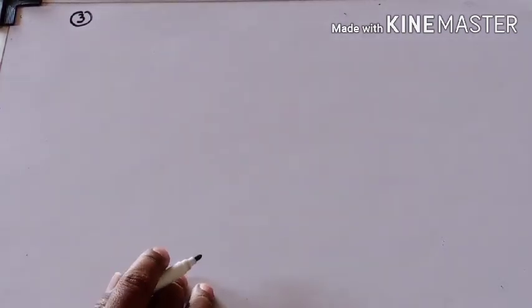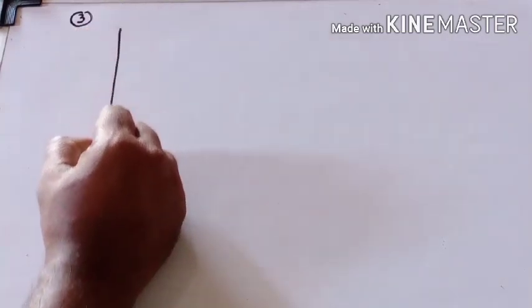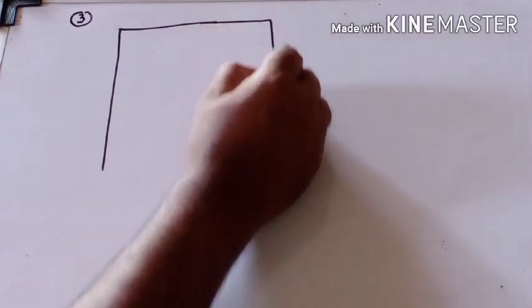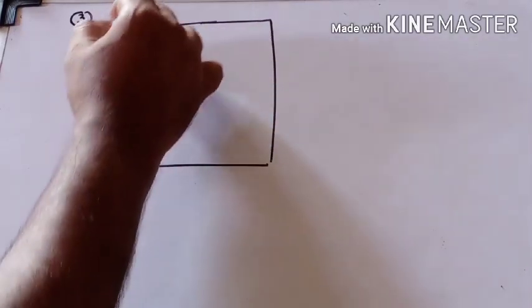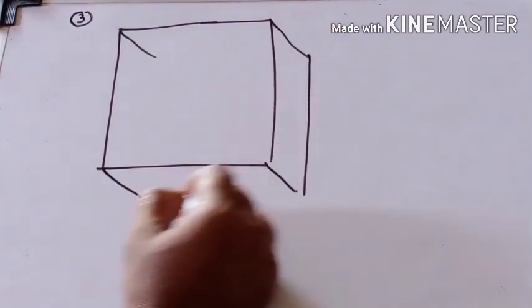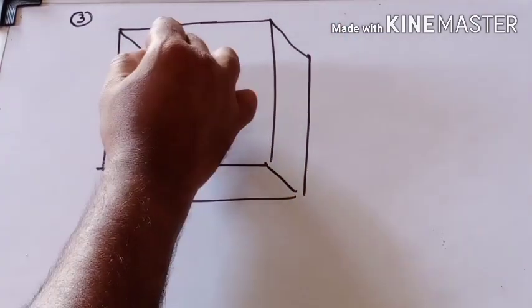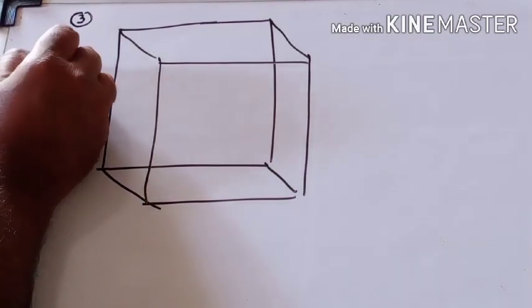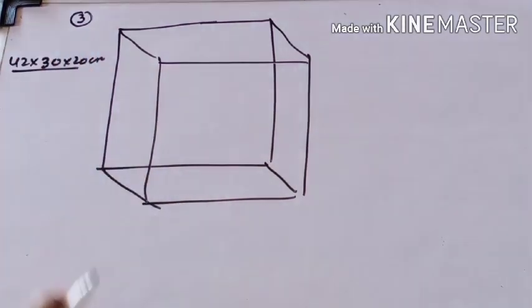So now we are in question number 3 of same exercise. It says about a rectangular solid, whose dimension is given 42 by 30 by 20. So this is the solid. Its dimension is given 42 into 30 into 20 centimeter. It is rectangular solid. And what is given next line?